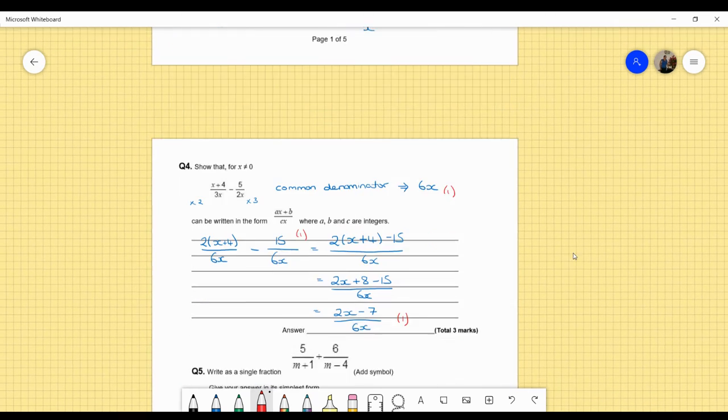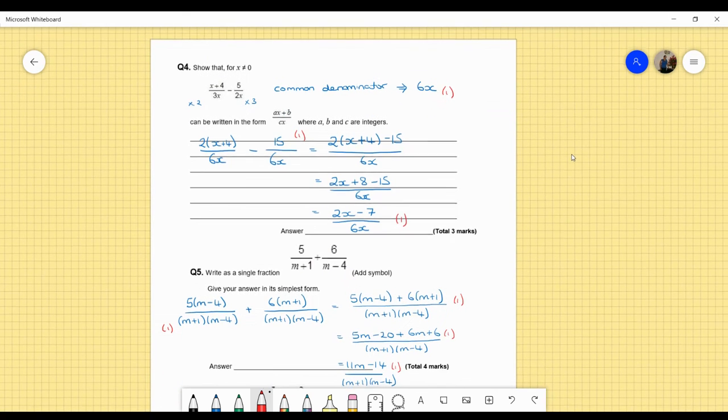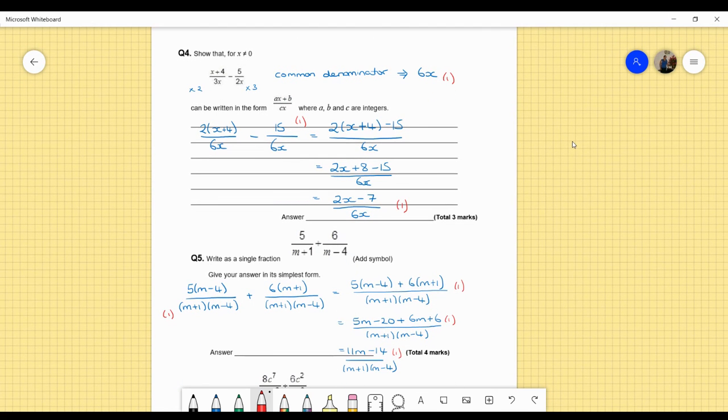If we then have a look at question 4, so on question 4, we are subtracting fractions. So adding and subtracting fractions, we always need to have a common denominator.